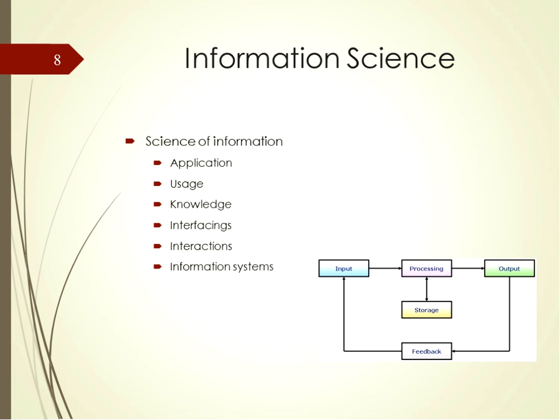Information science has evolved over the last 50-some years as a field of scientific inquiry and professional practice. It can be thought of as the science of information, studying the application and usage of information and knowledge in organizations and the interface or interaction between people, organizations, and information systems.